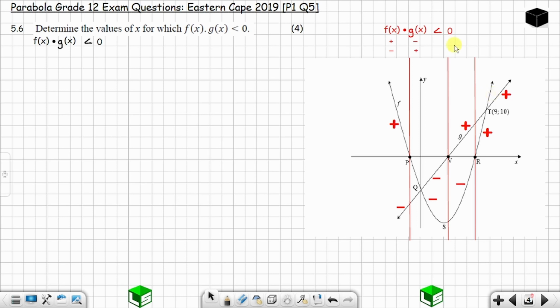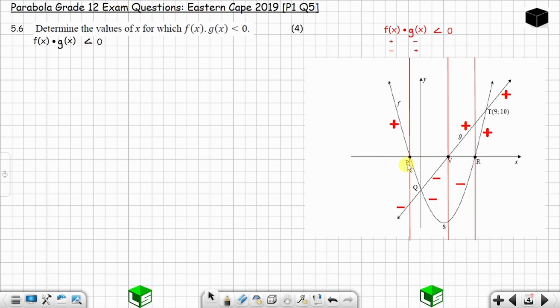You only take the parts which are going to give you negative, like this one. Positive times negative is negative, not this one. Positive times positive is positive, and not this one. Negative times negative is positive. So it's only this and this. So only this part and this part are going to satisfy this, right? So now you need to know the coordinates of the points P, V, and R so that you can write down the answer.